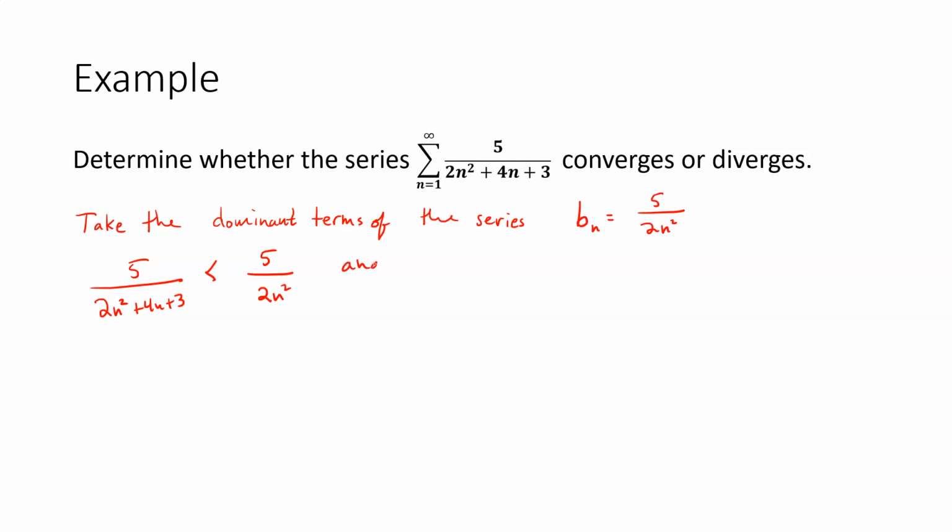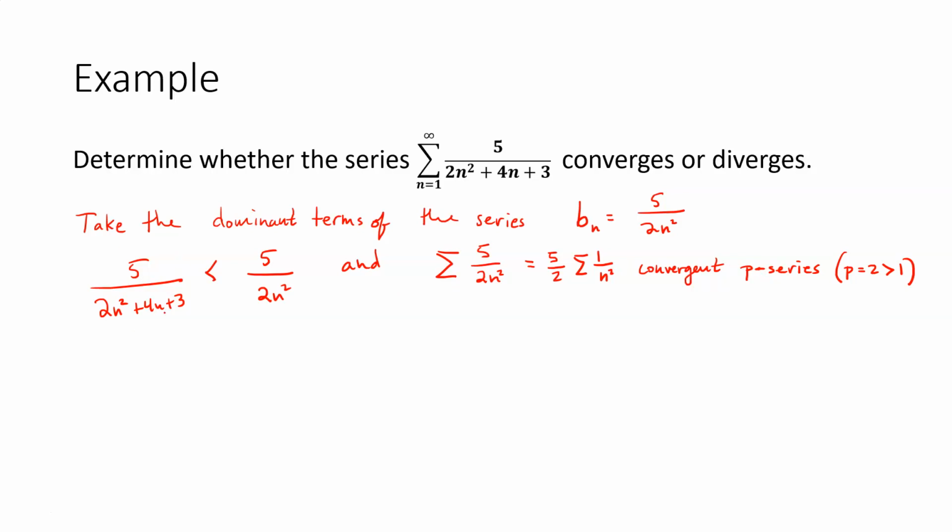And we know that the series 5 over 2n squared, notice I can take the 5 over 2 out of the series. That doesn't make a difference here, whether it converges or not. So really, the series is a multiple of the p series 1 over n squared. And so this is a convergent p series. Right, you can see that here p is 2, which is bigger than 1, so that means it's convergent.